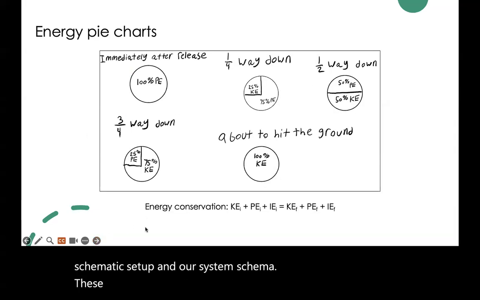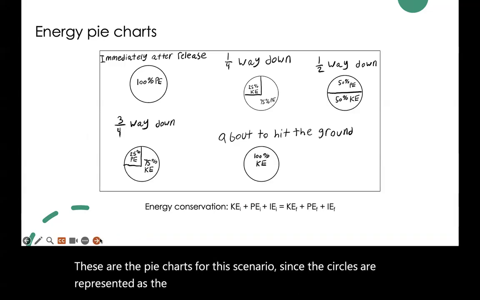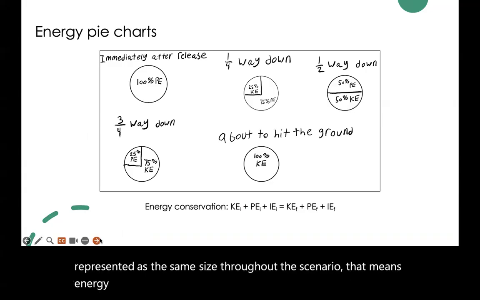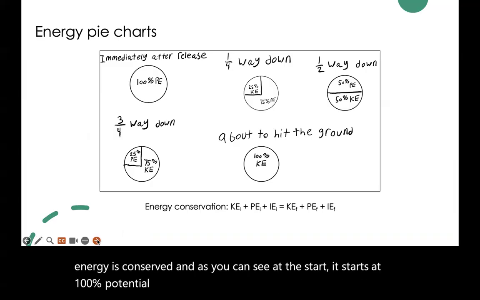These are the pie charts for this scenario. Since the circles are represented as the same size throughout the scenario, that means energy is conserved. And as you can see at the start, it starts at 100% potential energy, and when it's about to hit the ground, it's at 100% kinetic energy.